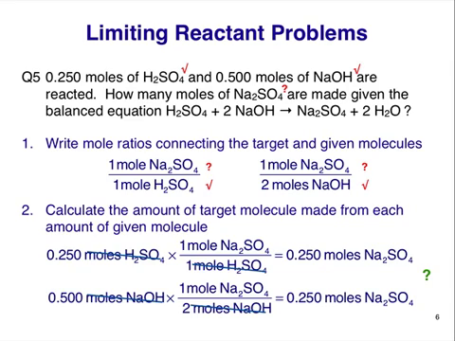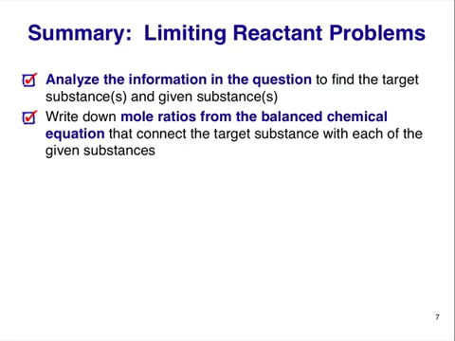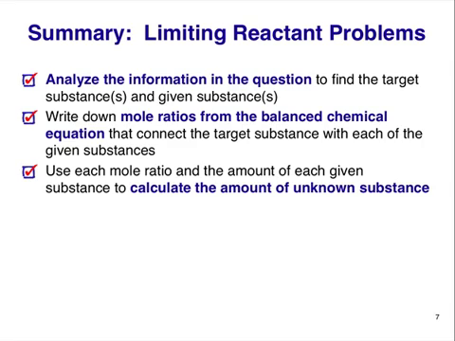Well done. Let's review. The first step is to analyze the question, to find the target of our calculations, and to identify the given substances. These sorts of problems are often written in words, and finding and organizing the correct information is often key. Write down mole ratios using the coefficients in the balanced chemical equation. You want to connect the target substance, the unknown, and one of the given substances. Set up your calculations like unit conversions. Use the amount of each given substance multiplied by the relevant mole ratio to calculate the amount of product.